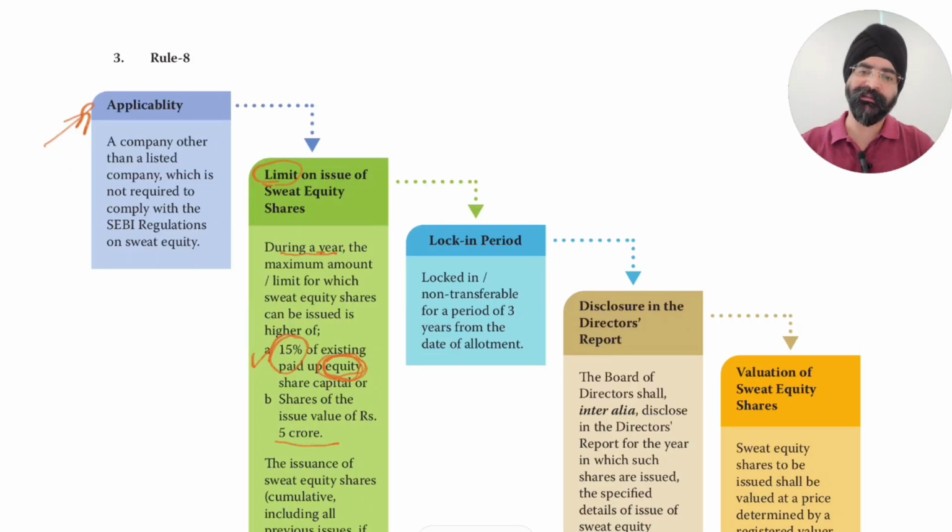What I am understanding is that if the value is up to rupees 5 crores, then that can be issued. However, if 15% of existing paid up capital is higher than 5 crores, then that will become the limit up to which equity shares can be issued.